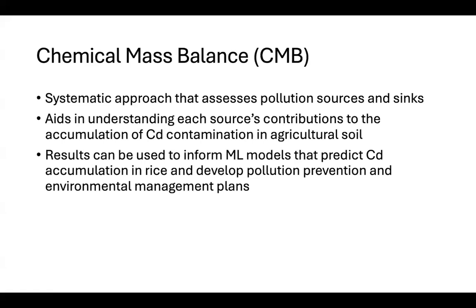Chemical mass balance is a systematic approach that assesses pollution sources and sinks. It aids in understanding each source's contributions to the accumulation of cadmium contamination in agricultural soil, and results can be used to inform machine learning models that predict cadmium accumulation in rice and develop pollution prevention and environmental management plans.